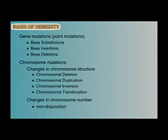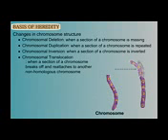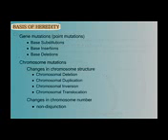So there we have our changes in chromosome structure. Now let's move on to our changes in chromosome number, or non-disjunction.